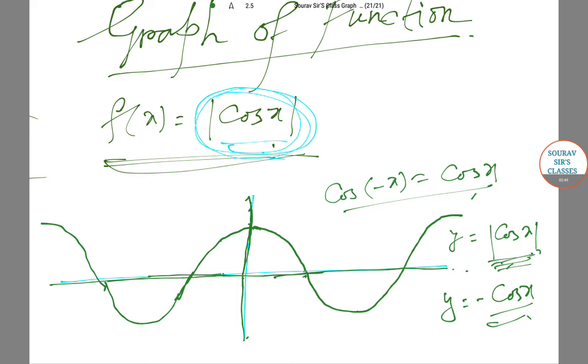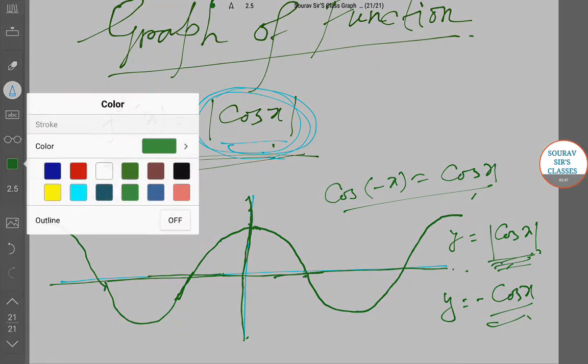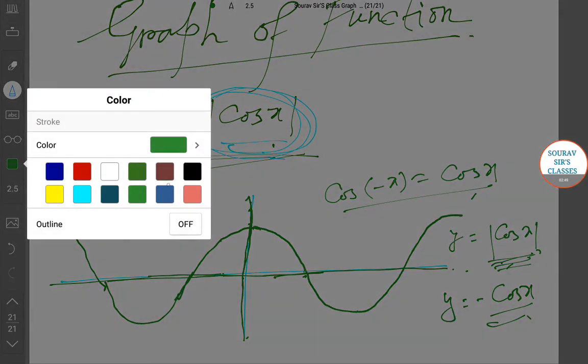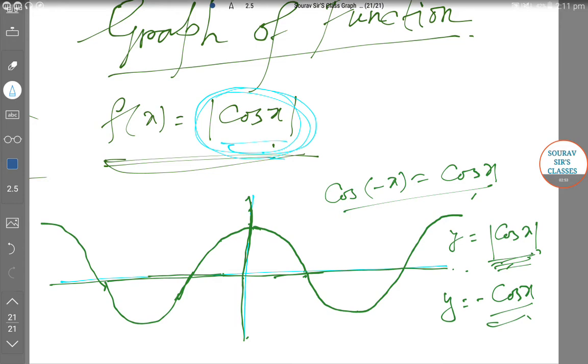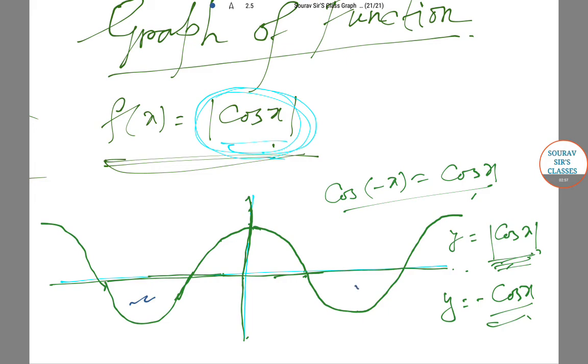So let us take another color to tell about this. Take this color. When cos x is negative, this part and this part, cos x is negative, so this part will be positive. Then it will be like this, and this part will be like this.